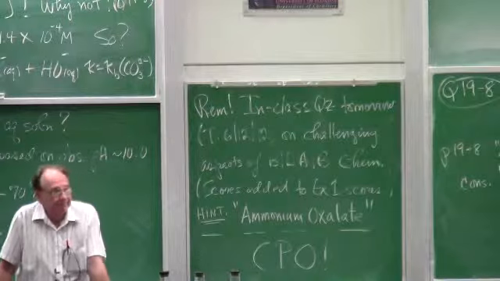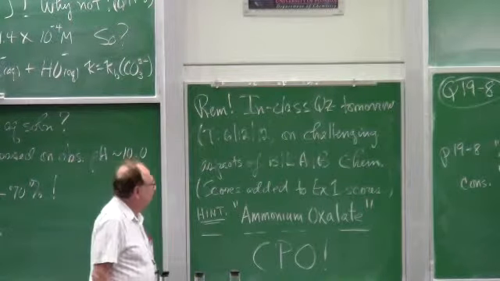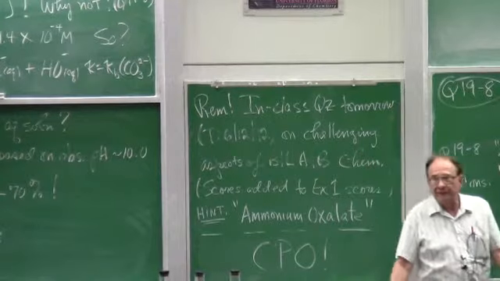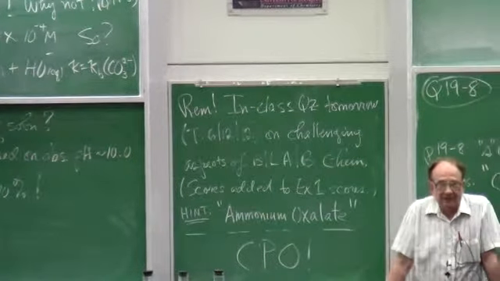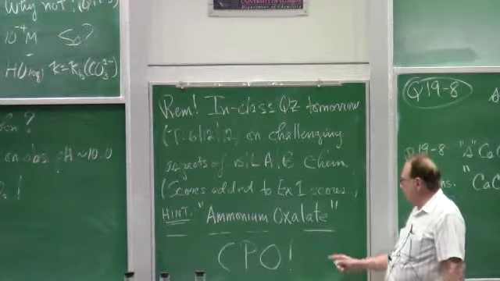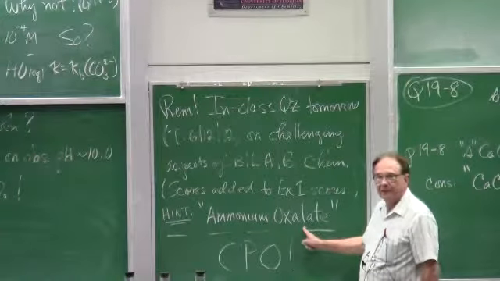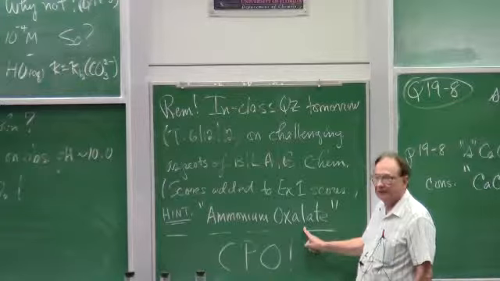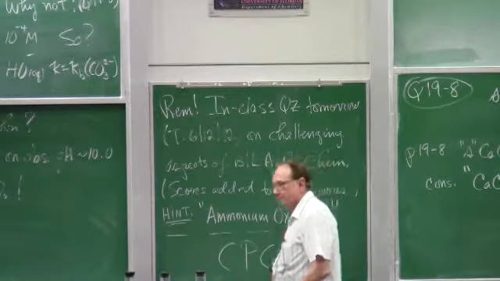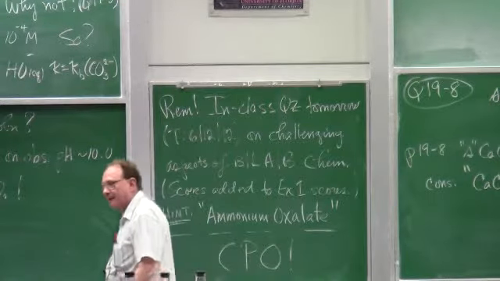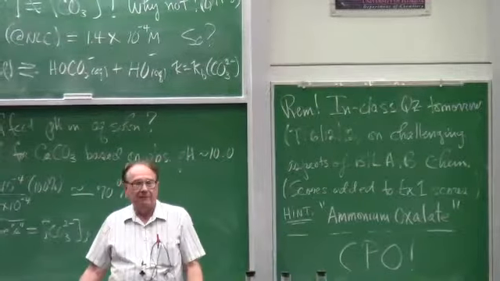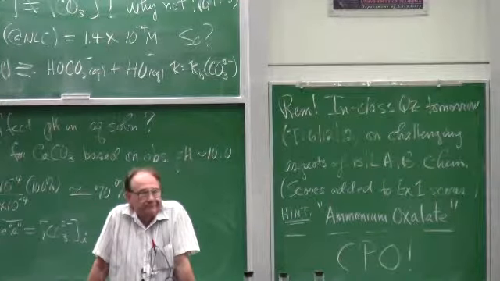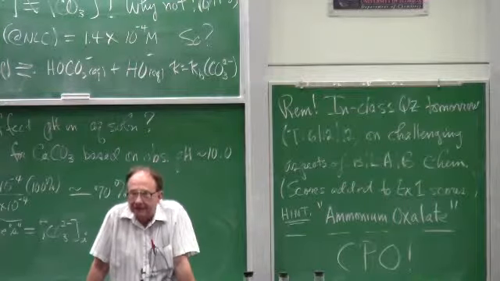So go get them. I told you, this will focus on the more detailed and challenging aspects of Bronsted-Lowry acid-base chemistry. And I have given you a hint. Can you read this? It says ammonium oxalate. The component ions of ammonium oxalate you will find to be present in our acid-base table. That's the extent of the hint.